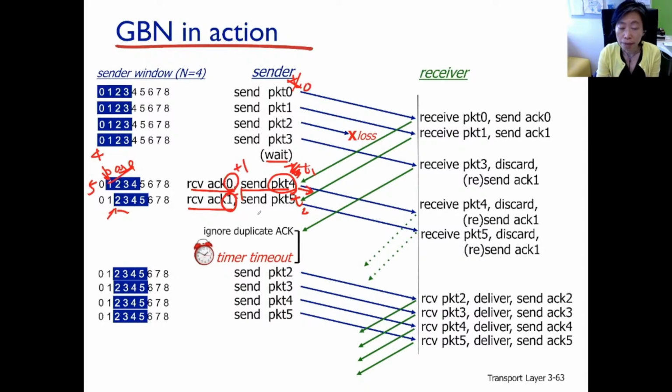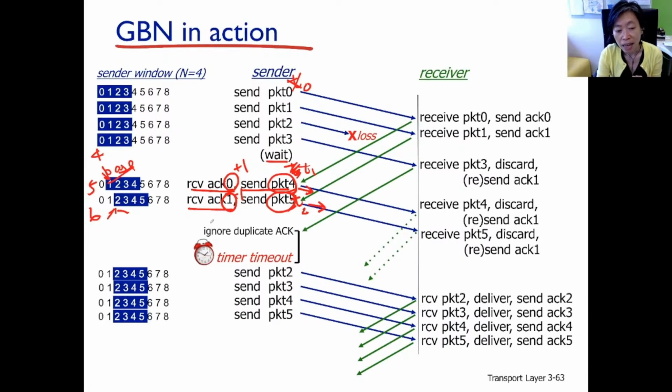At this point, one slot opens up, and we get a call from above. 5 is less than 2 plus 4, which is 6. Therefore, we generate packet 5 and send it out. Do we start the timer? No. And we increment the sequence number to 6.